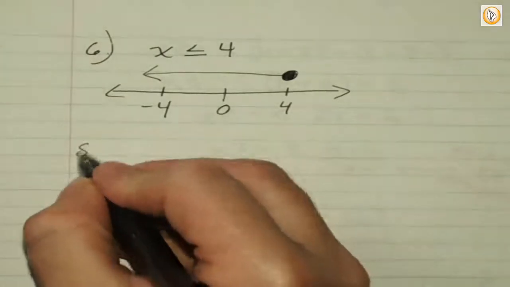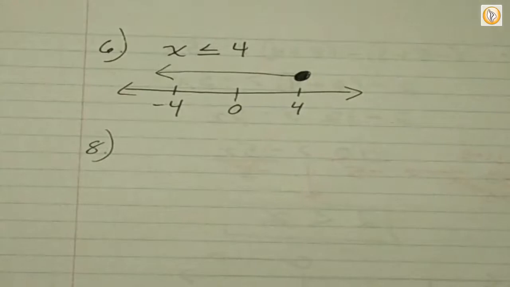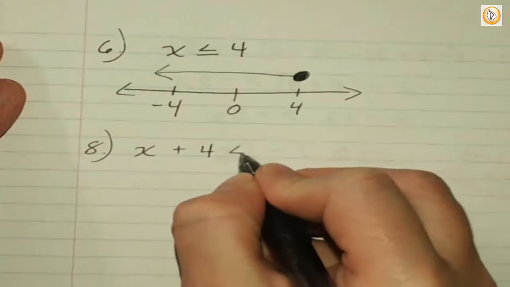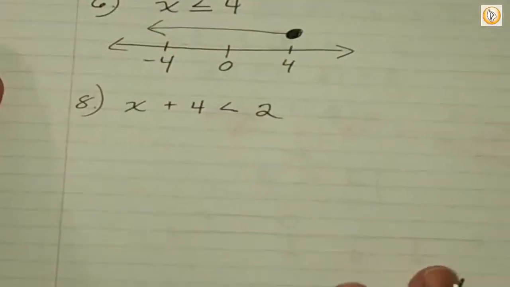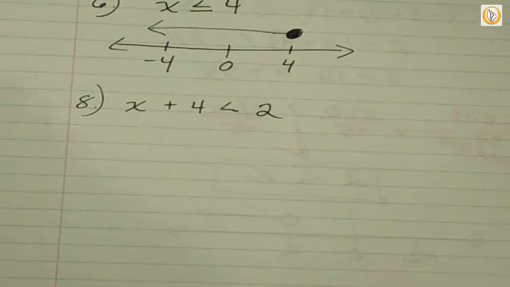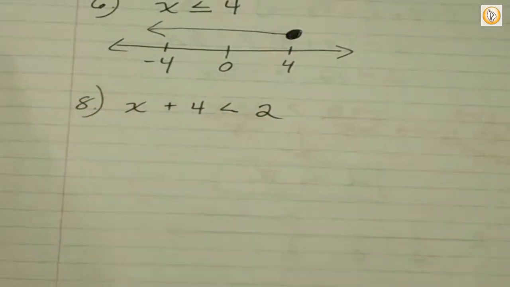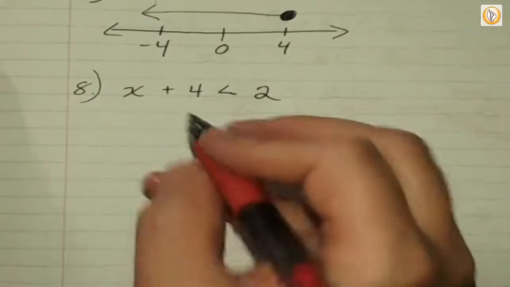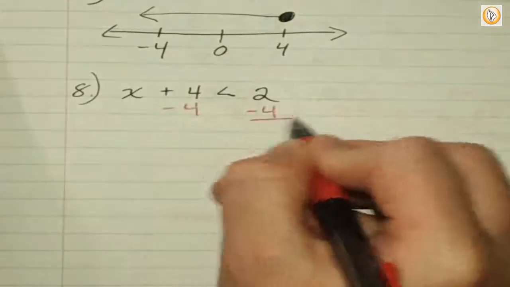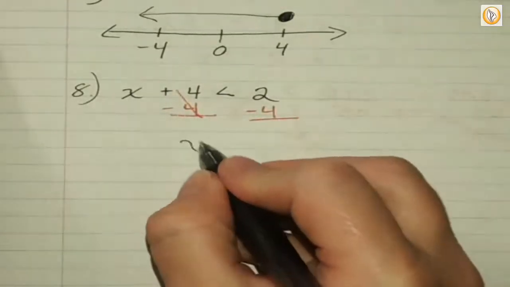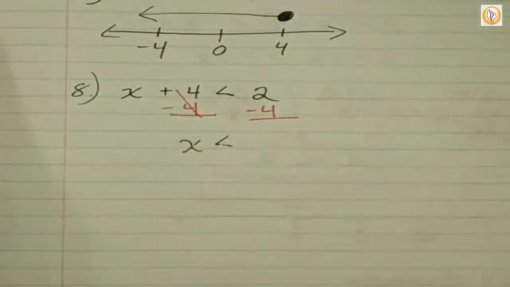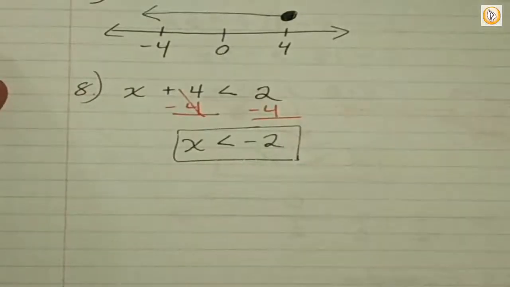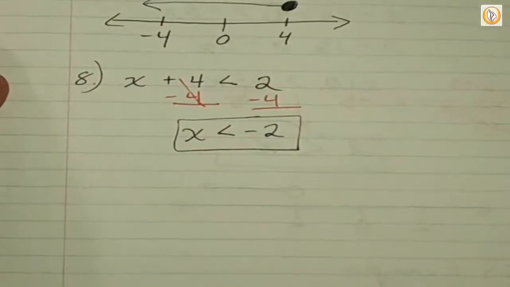All right, 8. Now this part they just said solve. So we're just going to solve. Nowhere does it say you have to graph it. Okay, Joseph. We are solving for the variable, so go ahead and tell me how to solve. You have to subtract 4 from both sides. That's right. We're subtracting 4 from both sides. So x is less than what? -2. And he is correct, and we don't have to graph it. Any questions about that?